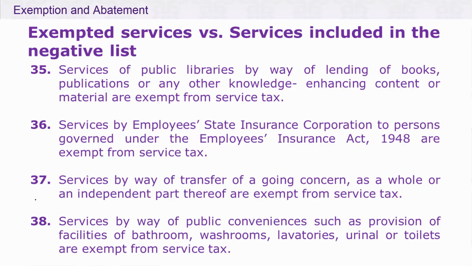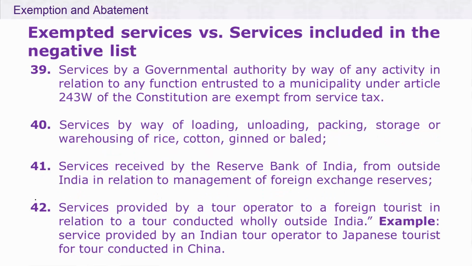Public libraries, entry number 35; employee state insurance, 36; services by transfer of going concern, 37; public conveniences, you know, naturally they deserve it. And services by governmental authority by way of activity in relation to a function entrusted to the municipality under Article 243W. If the governmental authority does it, that is also exempt.